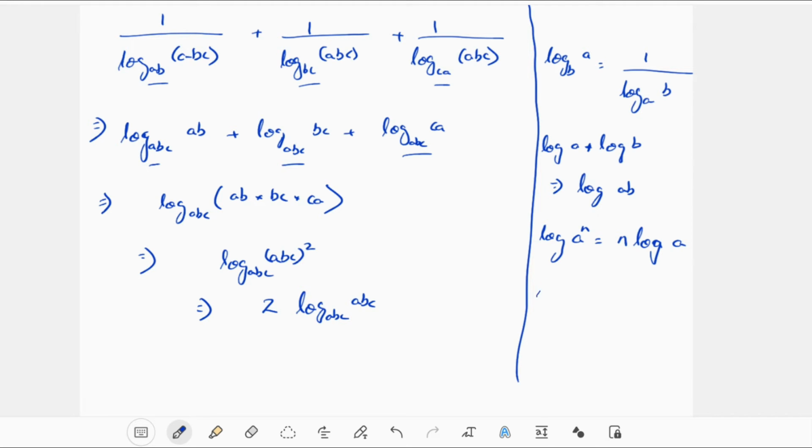Now, log of A to base A is nothing but 1. Any number, okay, when we take log of a number to its own base, the number and the base happen to be the same, it means that the resultant value is 1. So log of ABC to base ABC is 1. 2 into 1 would give me 2. The answer is 2. I hope this was clear. The final answer for this logarithmic expression is 2.